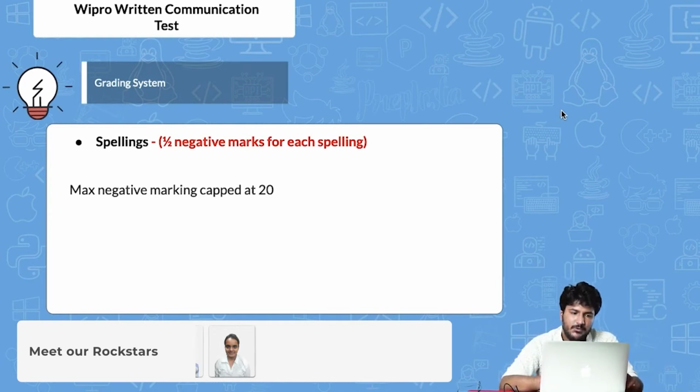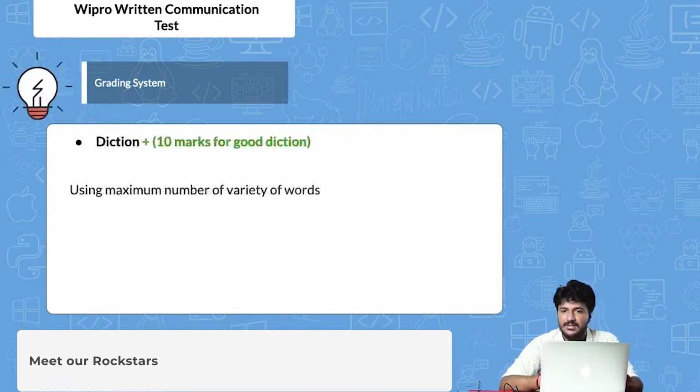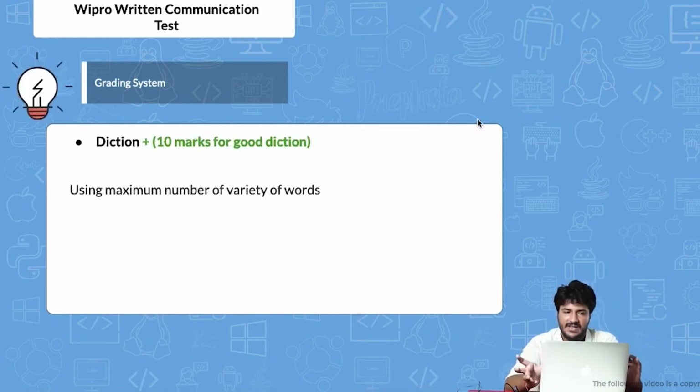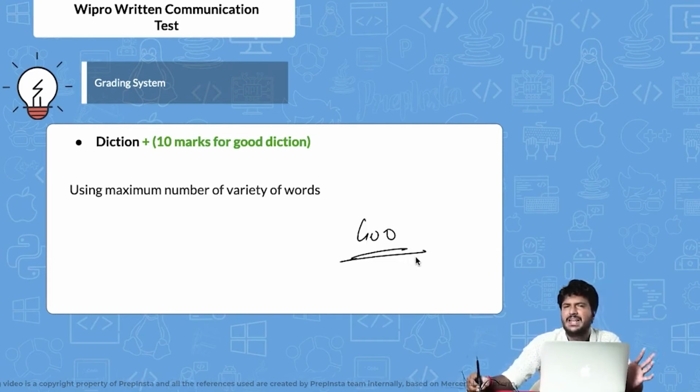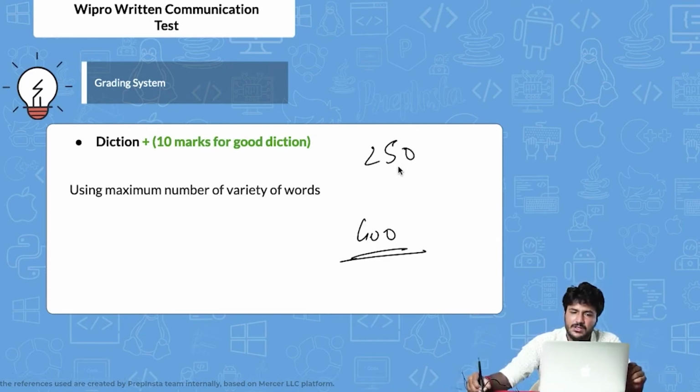So moving further, whereas I was telling you about spellings and using fancy words, but necessarily do not use fancy words, just listen to me here. There are 10 marks for diction in the IntelliMetric system that they have, right? What diction basically means is, for example, if you're using 400 words in the whole paragraph, and out of those 400 words, 250 words that you've used are unique.